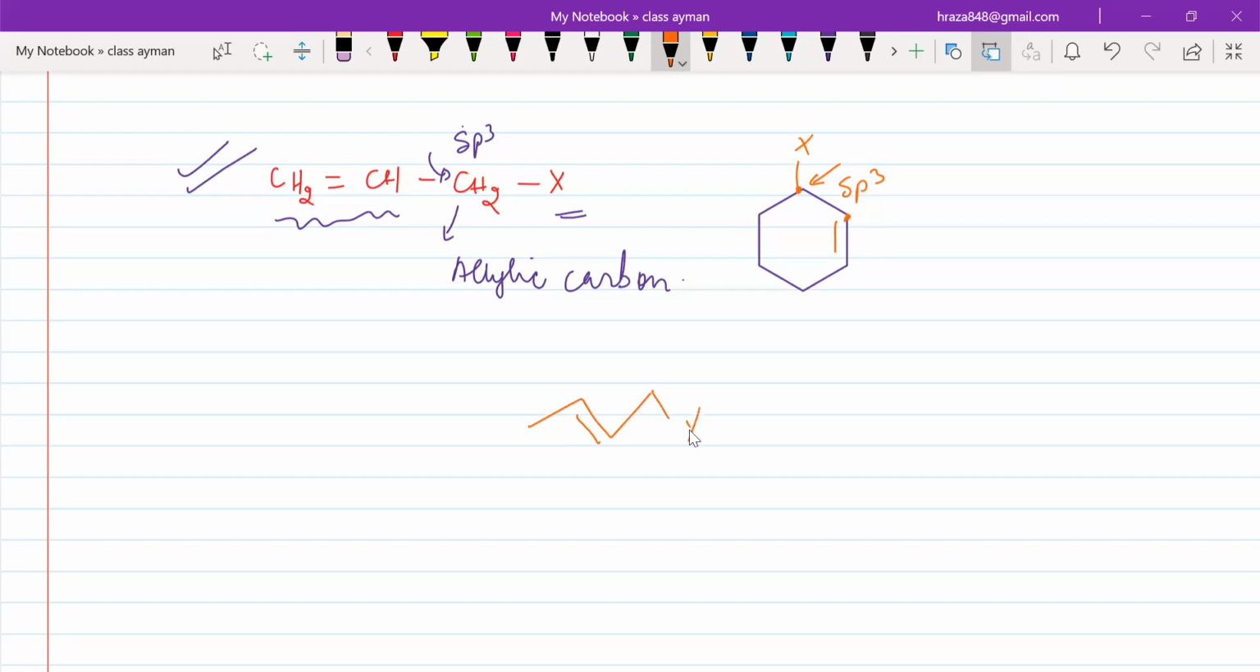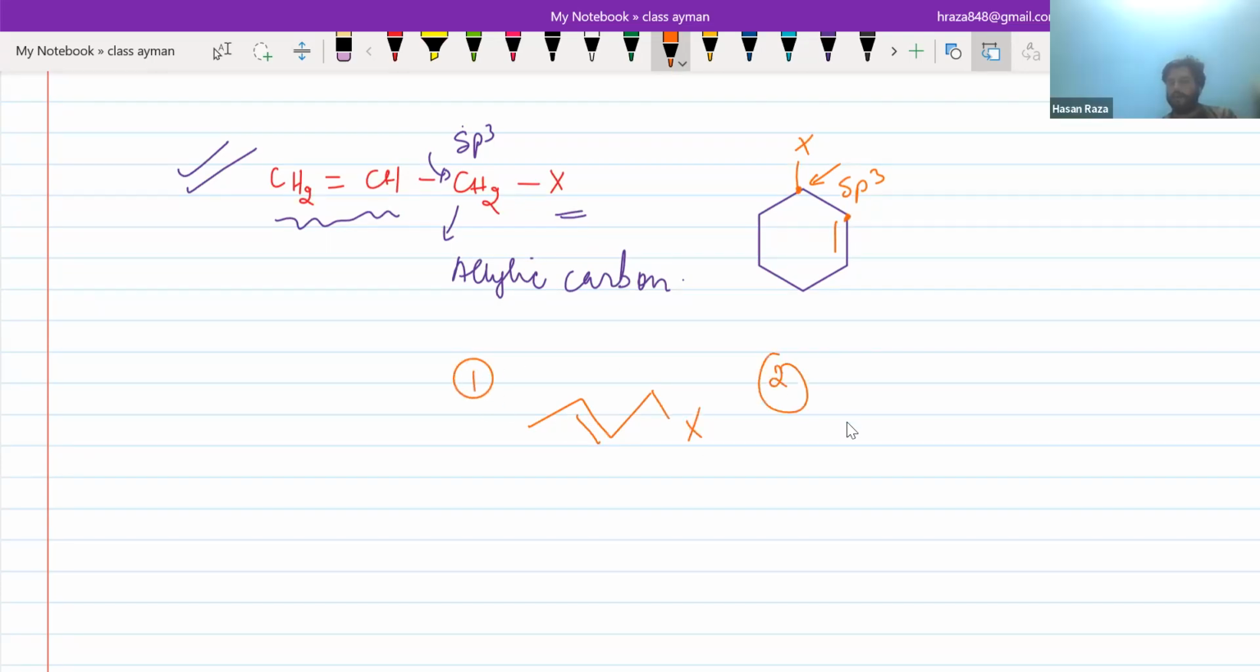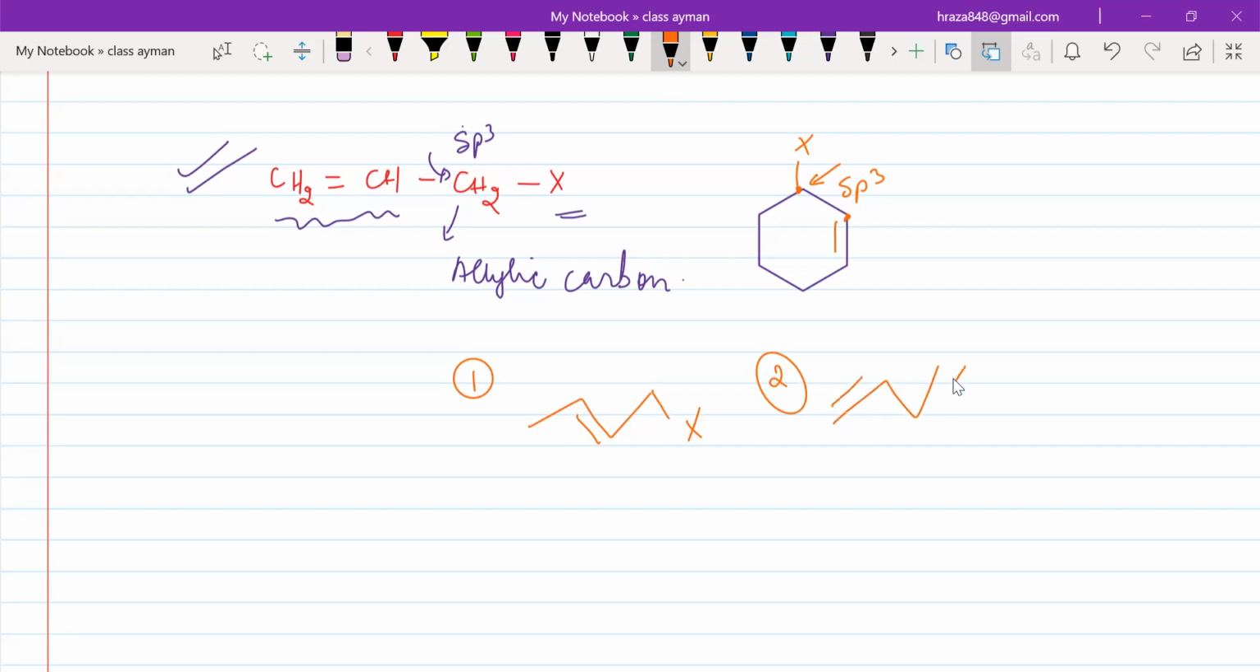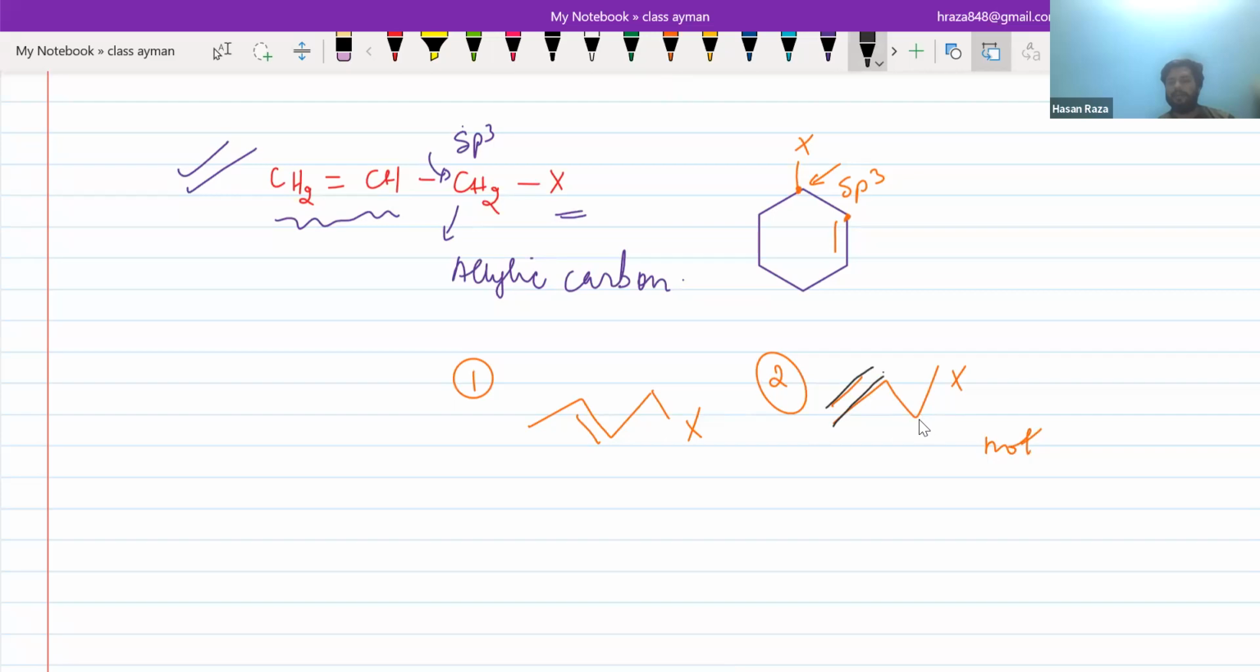Tell me whether it is allylic halide or not. One is allylic halide, first pick. Yes, sir. And the second is? Second, I'm not sure. No, it is not. No, wait a minute. Yes, it is. If this is X, that means it is. You can see this is sp3 and this is an sp3 carbon. It is attached. Yes or no?